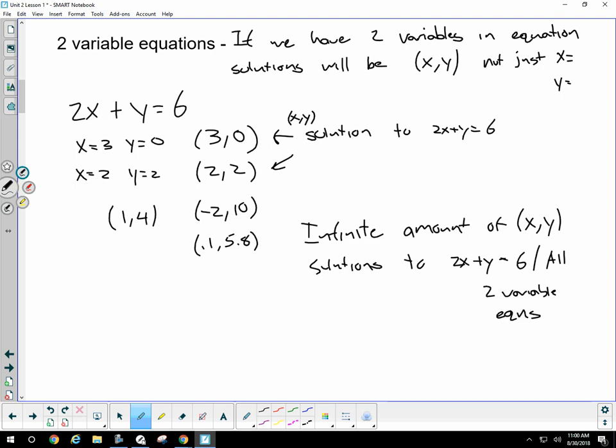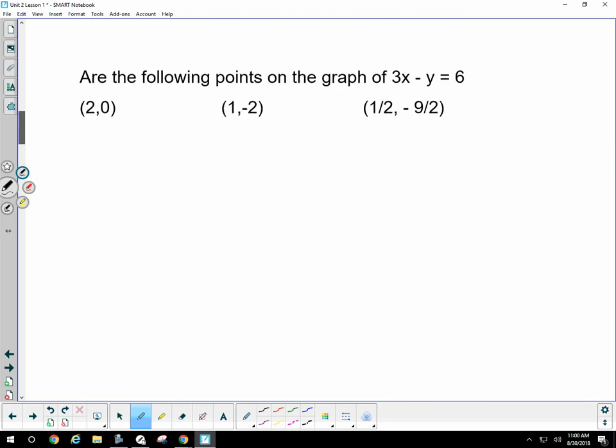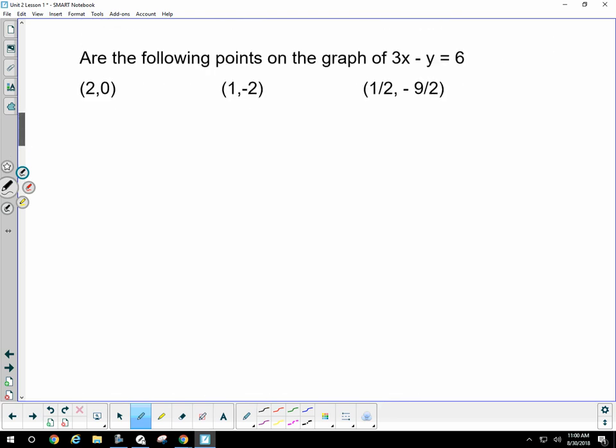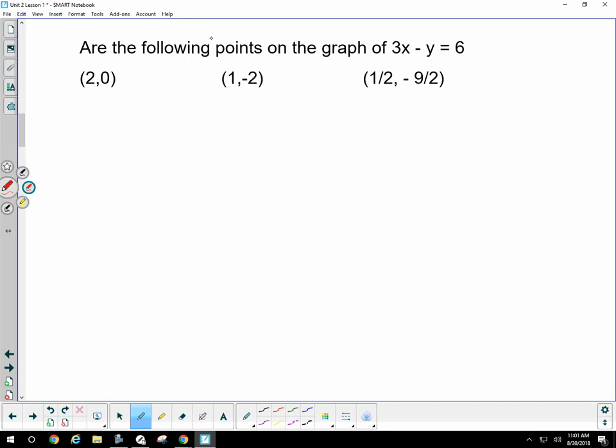Now, if I asked you, hey, are the following points on the graph of this? What you're looking for, if you read this, is like, are the following solutions? The only way you can know if this is a point or a solution for 3x minus y equals 6 is just to try. You'd have to plug in an x and a y. Plug in 2 for x. Plug in 0 for y. Make sure you get 6 equals 6. It is. 2, 0 works.